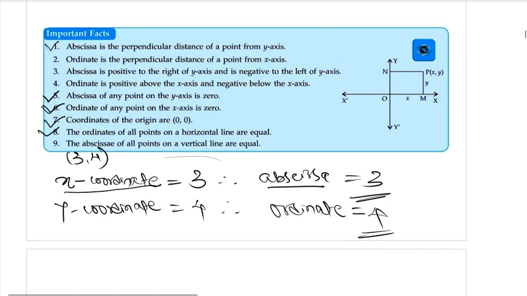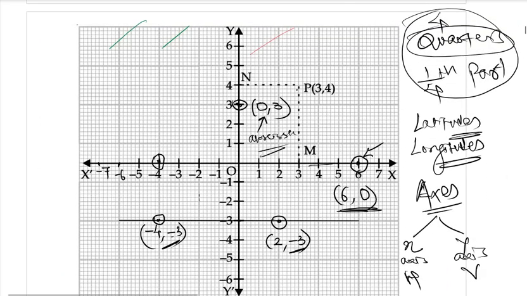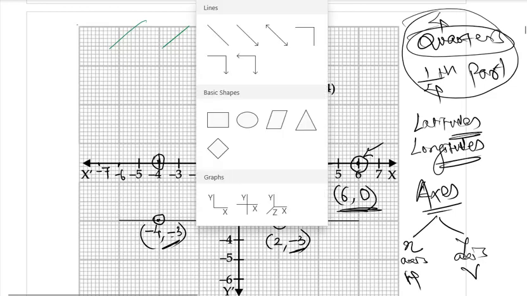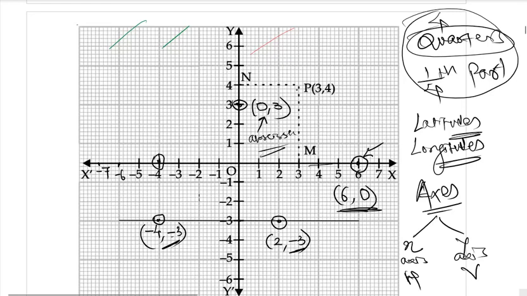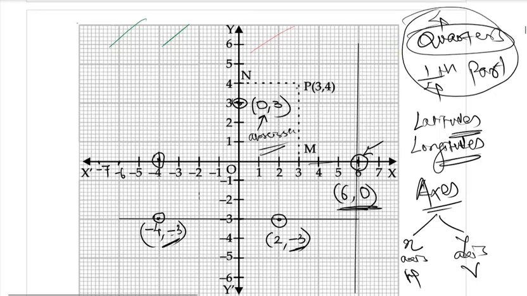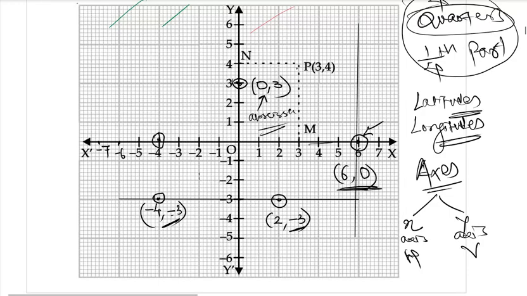Point number 9 is that the abscissa of all the points on a vertical line are equal. Let us draw a vertical line and see. Right, so I'll draw a line over here. Okay, so there's my line.